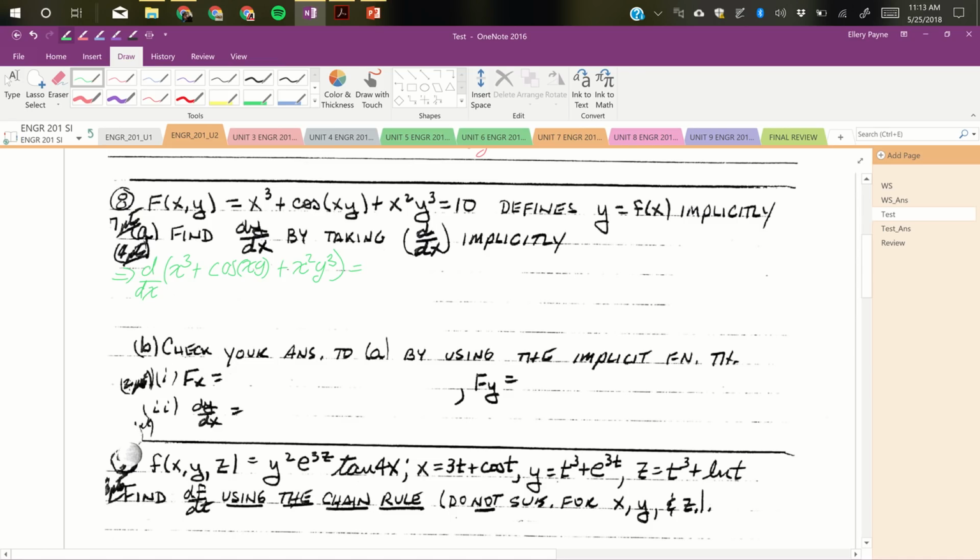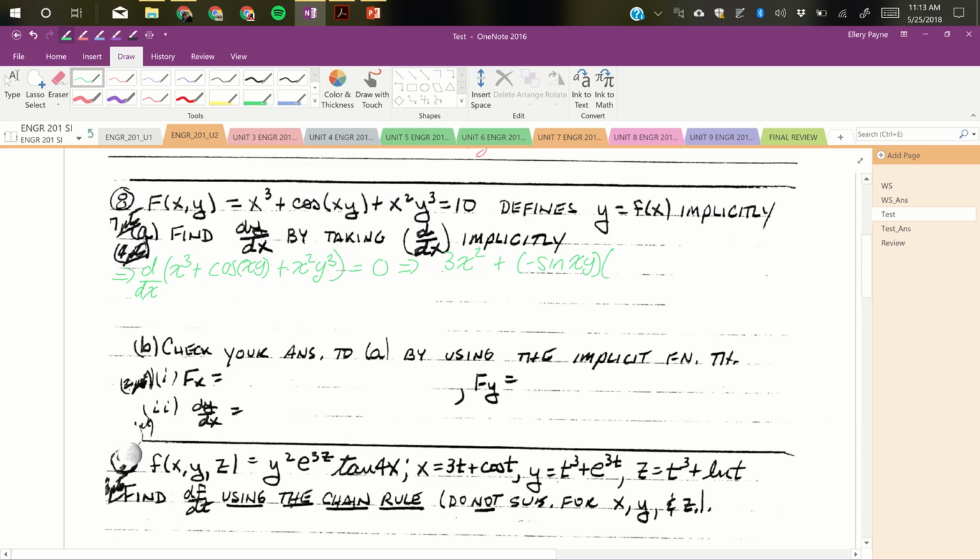That equals the derivative of 10 with respect to x, which is just 0, so I'll write 0. So this implies we're going to have 3x squared plus cosine xy. For cosine xy, it's going to be the derivative of the outside times the derivative of the inside. The derivative of the outside, we'll do that one first because it's easier, is minus sine xy.